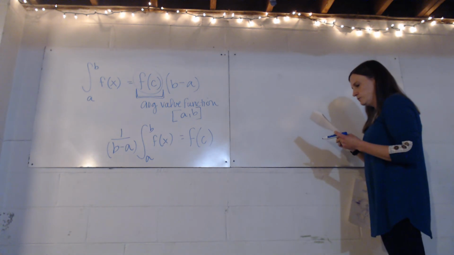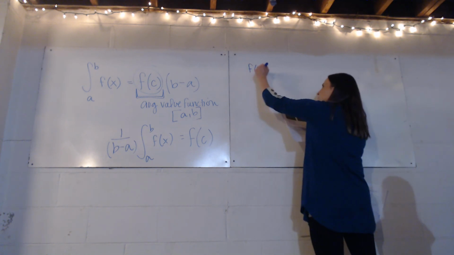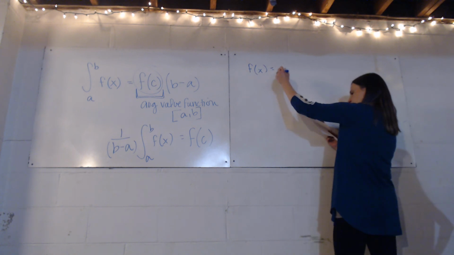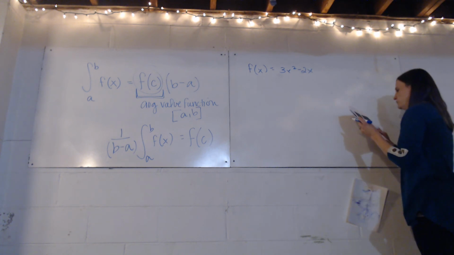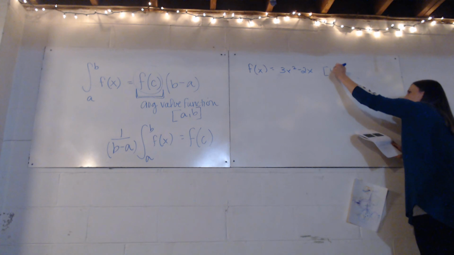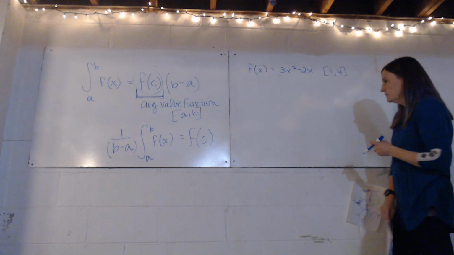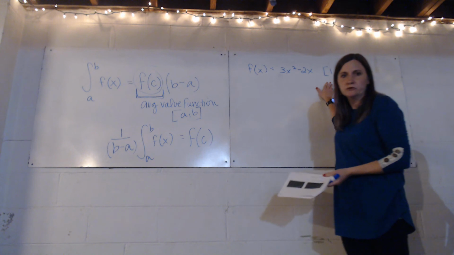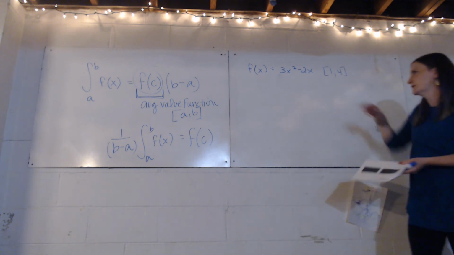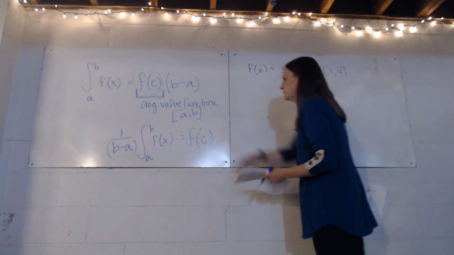So as an example, oh my gosh, I cannot read my own writing. Find the average value of the function f of x equals 3x squared minus 2x on the closed interval 1 to 4. Since it's not a linear function, it's not like you can evaluate it at the two endpoints and divide by 2. So that's why you can't use 2.5 in there. So I'm going to use what I got from the mean value theorem to find the average.